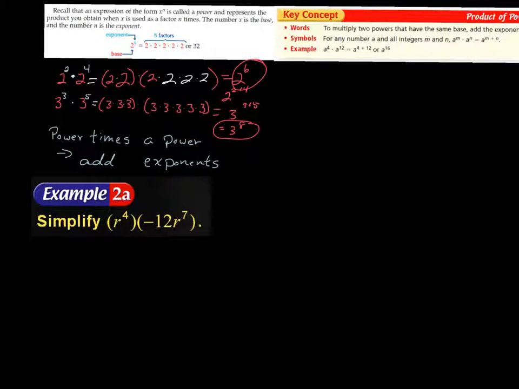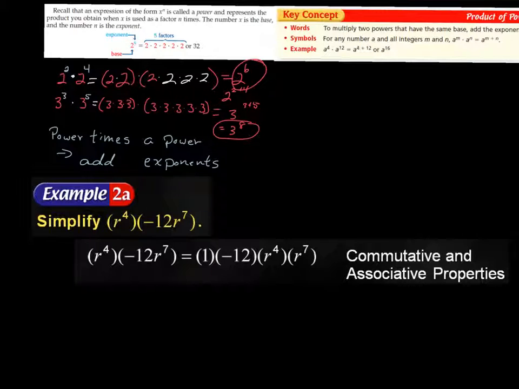So for our first example, we're going to simplify r to the 4th times negative 12 r to the 7th. Okay, there's no coefficient in front of the r to the 4th. Coefficient is just a fancy word for the number in front of the variable, so negative 12 is the coefficient of the r to the 7th term. Well, I said no coefficient. You can always say a coefficient is 1. That's easy. 1 times negative 12, then it's the product of our coefficients.